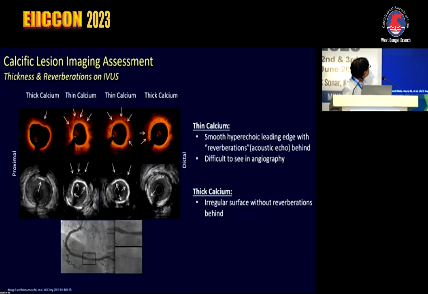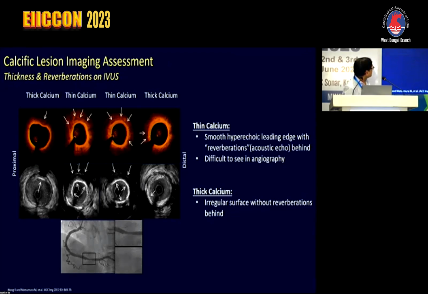In thin calcium, again, in IVUS you are not able to see the structures beyond. But here you can see it very nicely. Thin calcium in both these pictures, you can see beyond it. But in this picture, you can't see a lot. Nowadays, if you put this on dynamic imaging or you do a pullback, what you look for in cases of thin calcium are reverberations.